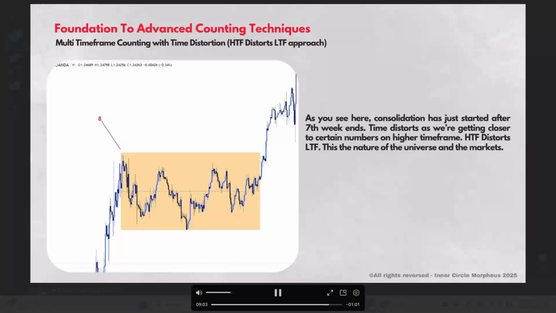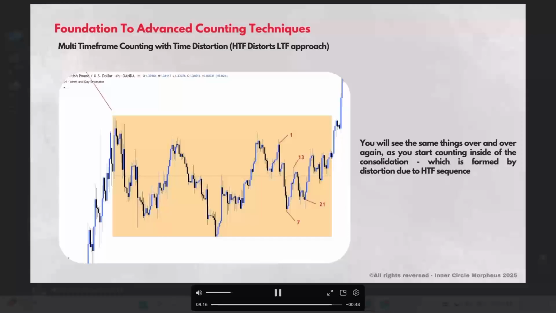As you see here, consolidation has just started after the 7th week ends. Time distorts as we're getting closer to certain numbers on the higher time frame. HTF distorts LTF. This is the nature of the universe and the markets. We're looking closely at the consolidation here, NEO. You will see the same things over and over again as you start counting inside of the consolidation, which is formed by distortion due to the higher time frame sequence.